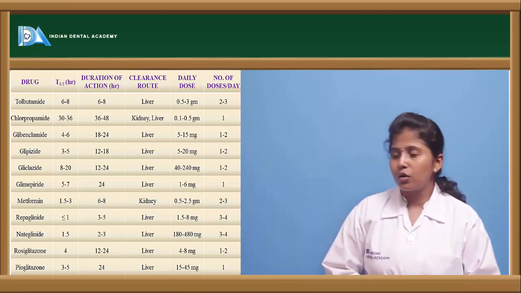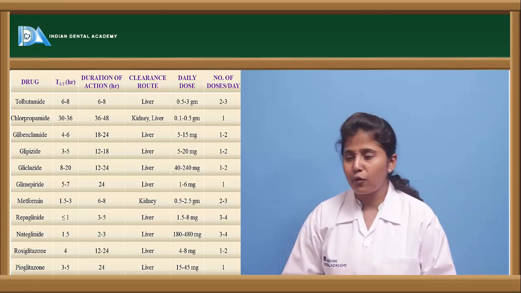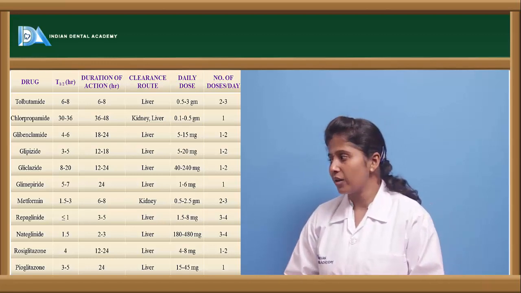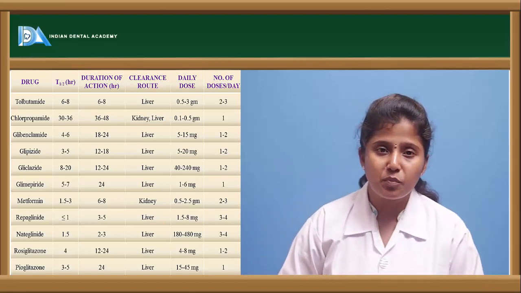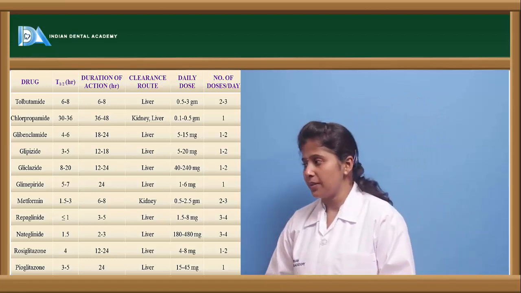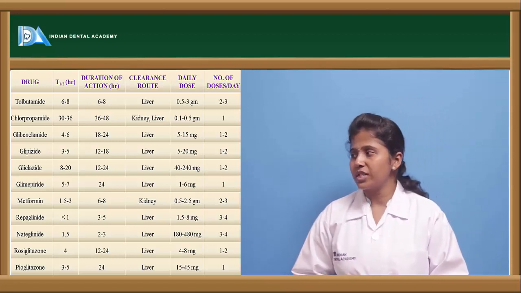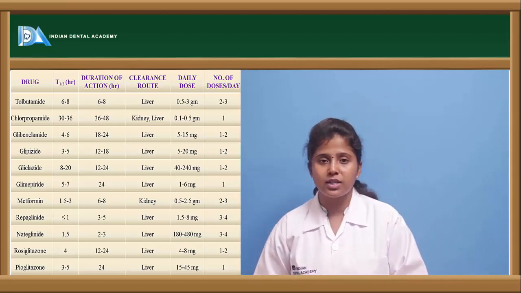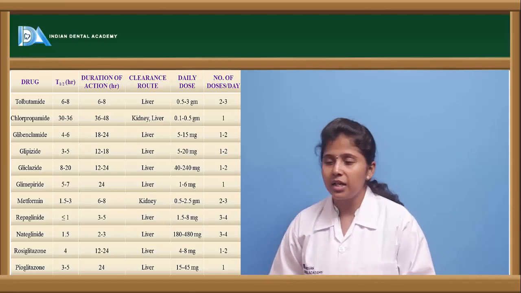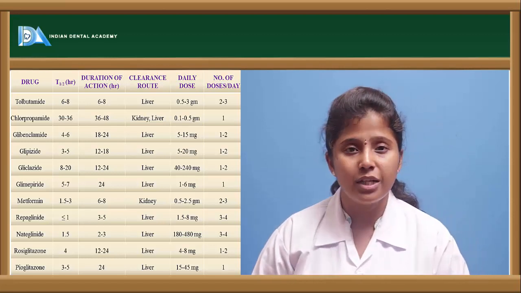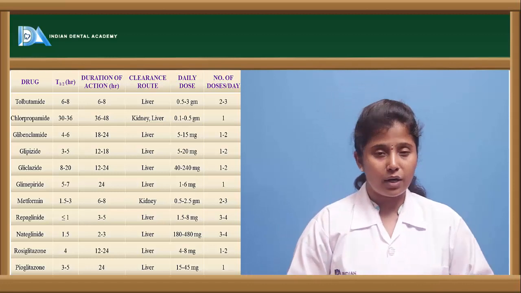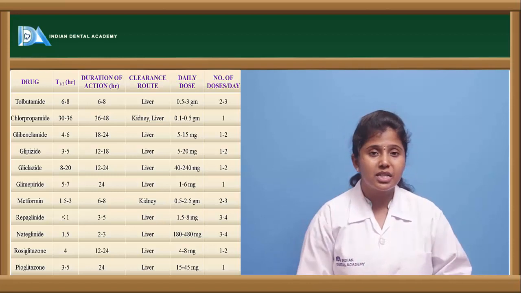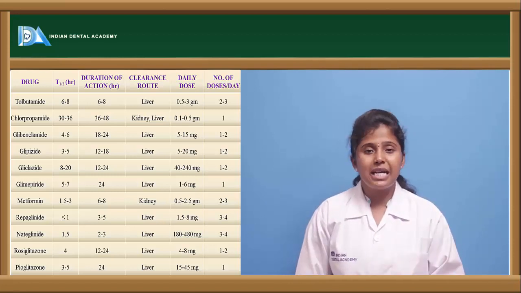The other drug is rosiglitazone, which has a T-half of 4 hours, and the duration of action is about 12 to 24 hours. It is cleared through the liver, and it is given in 1 to 2 doses per day, each dose containing 4 to 8 mg. The other drug is pioglitazone, which has a T-half of about 3 to 5 hours, and the duration of action is about 24 hours. It is cleared through the liver, and a single dose of 15 to 45 mg is given each day. So these are the various anti-diabetic drugs, which are administered at different doses based on the severity as well as the T-half of the drugs.